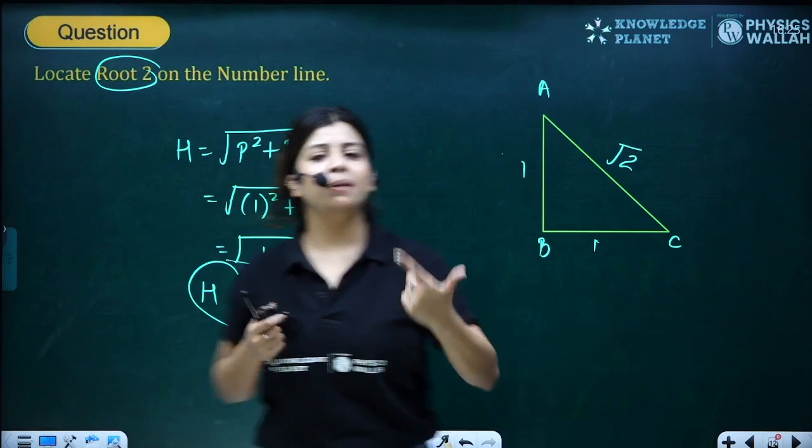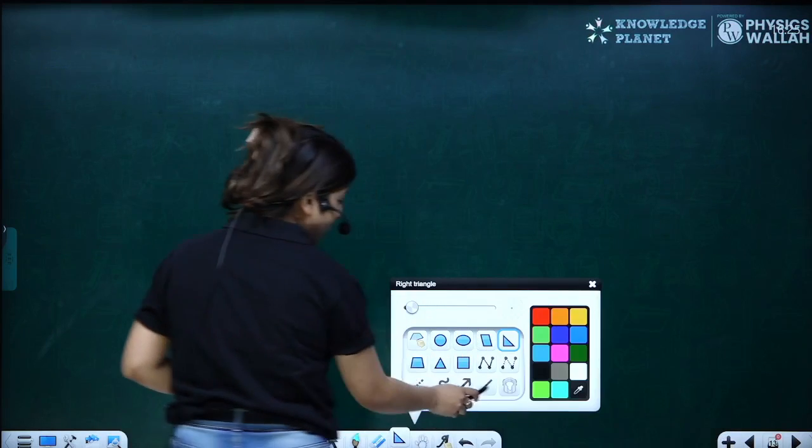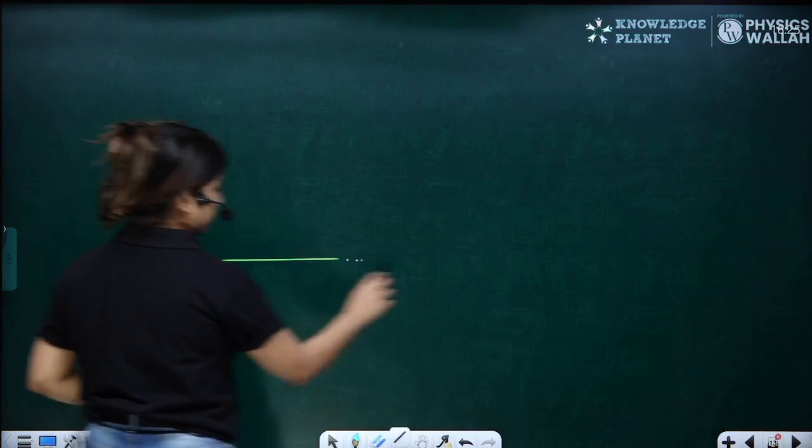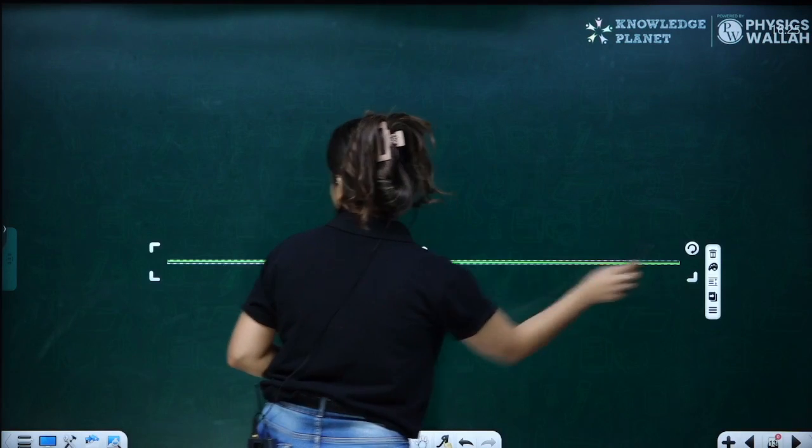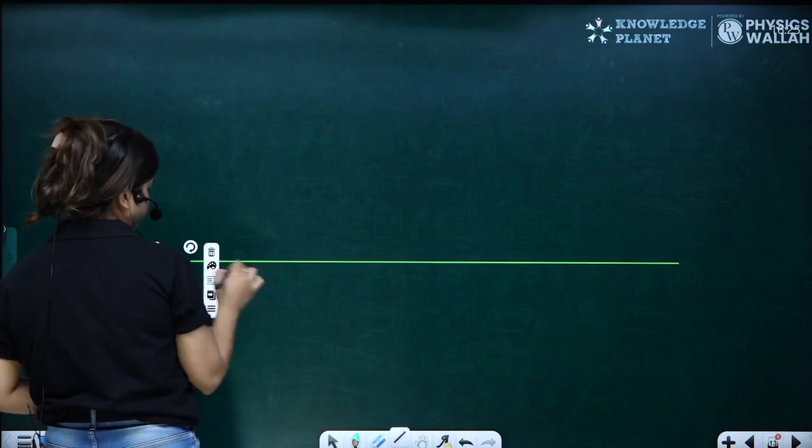Now how to apply it on a number line? Listen to me. For suppose this is the number line that you have, right? This is the number line that you have.